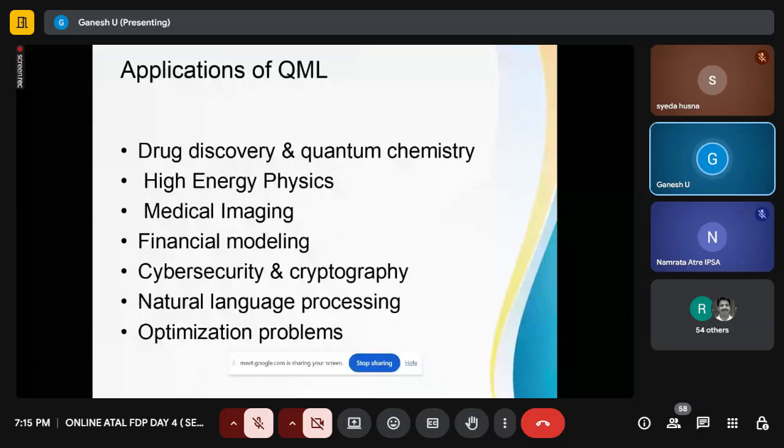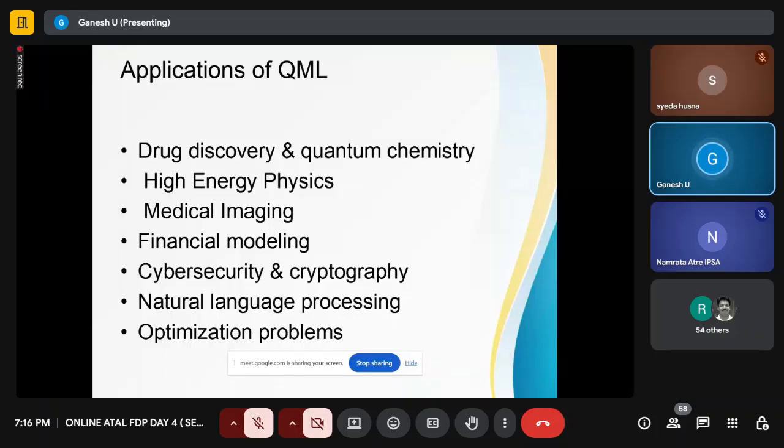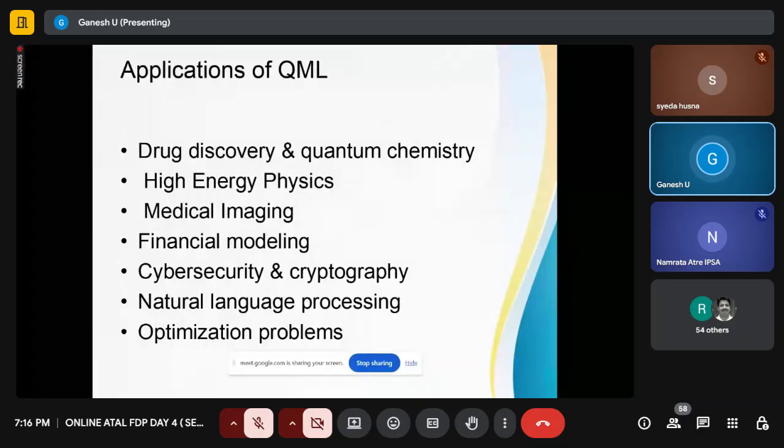Next, natural language processing. Sentiment analysis is also one of the big applications. Optimization problems: the best solution it is giving. Next, financial modeling also, quantum time series prediction and risk modeling. Mainly stock market prediction, this is very much useful.